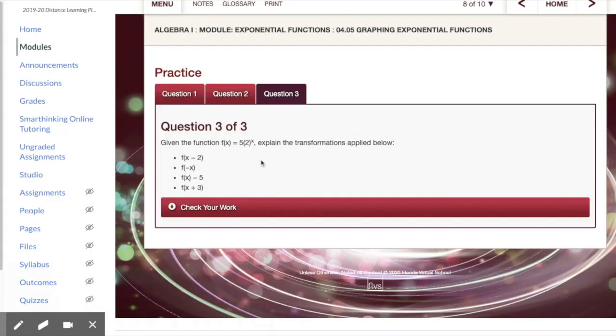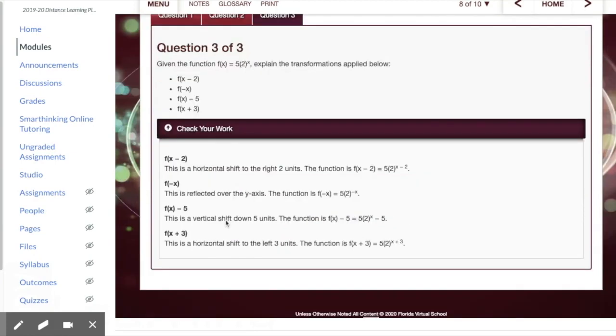Question number 3, so what's going to happen? Minus 2 on the inside directly to x, that is going to be to the right 2. Negative x, that is a reflection across the y-axis. Minus 5 all the way at the end is down 5. Plus 3 on the inside means to the left 3.